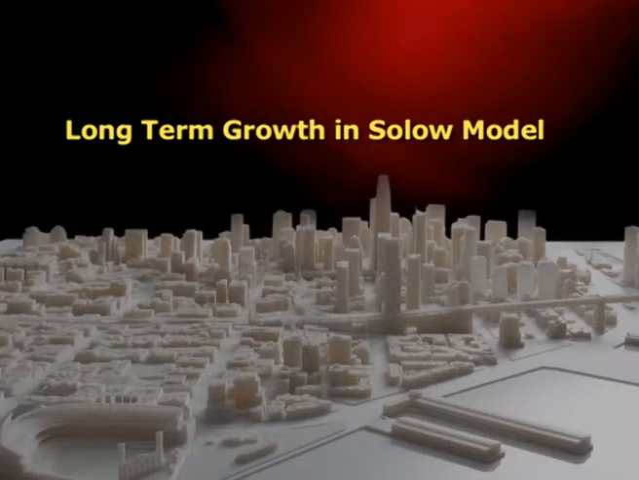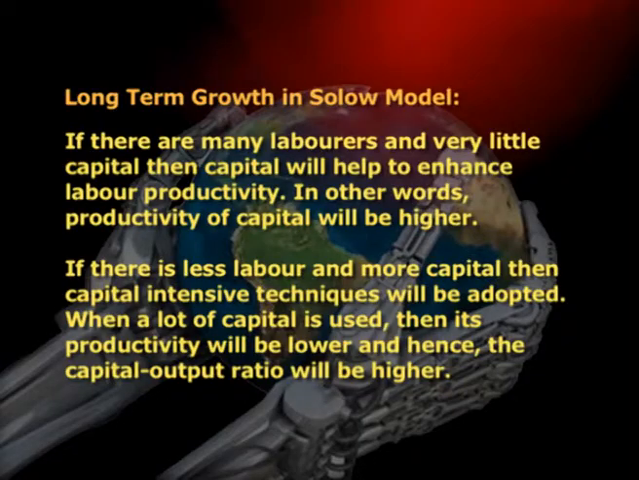The long term growth in Solow model. According to Solow, both capital and labor are used together to produce output, and inputs are subject to diminishing productivity. If there are many laborers and very little capital, then capital will help to enhance the labor productivity. In other words, productivity of capital will be higher. If there is less labor and more capital, then capital intensive techniques will be adopted.